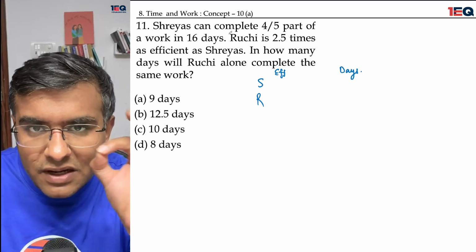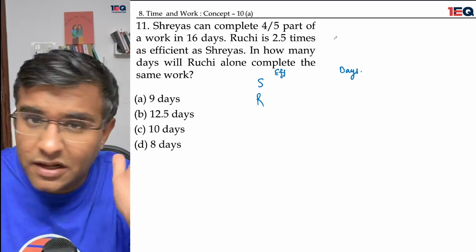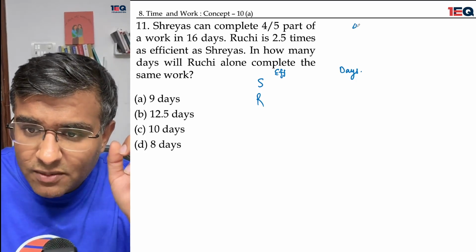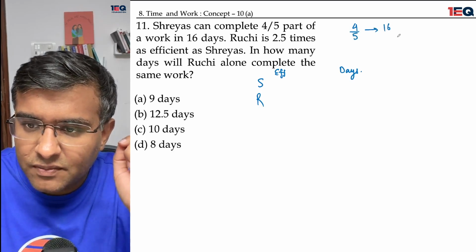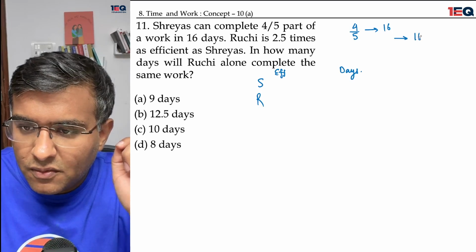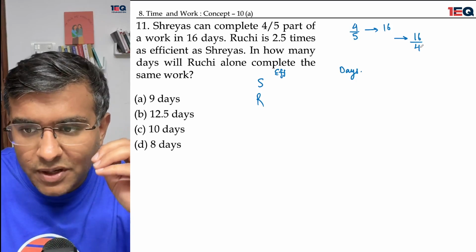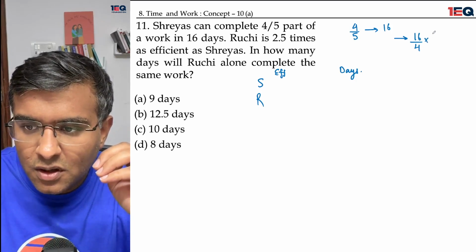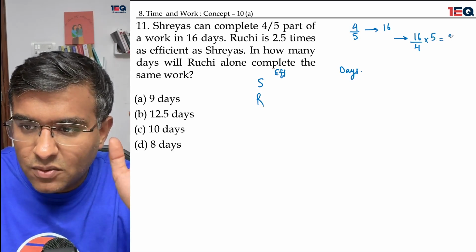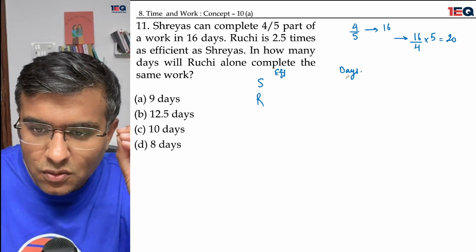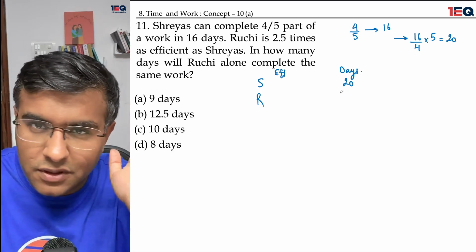Firstly, I need to have a clear idea in how much time Shreyas can complete the entire work. We are talking about 4 by 5th part of the work being done in 16 days. If 16 days can complete only 4 parts of the work, what about the 5th, or the complete part of the work? This is going to be 20. So 20 days is the total time Shreyas takes to complete the entire work.